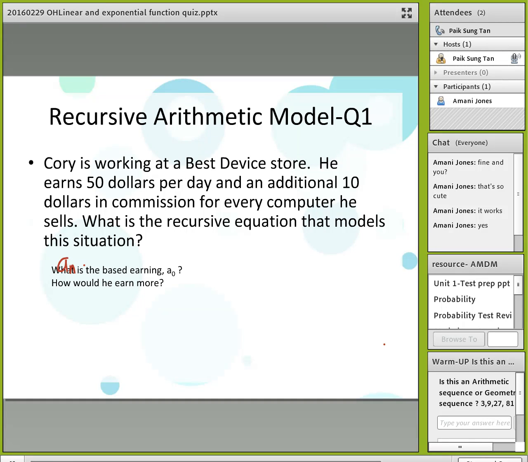Before you write your recursive rule, you need to know what is my base earning, or what is my initial value? What do I start with? What is your A0? So what is the A0 in this case? You can type in the chat box. Okay, good, you already did. And how would he earn more?